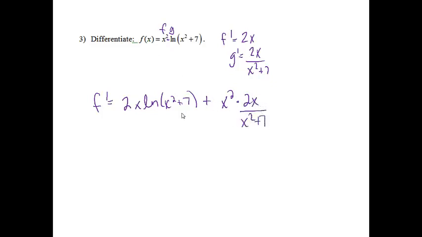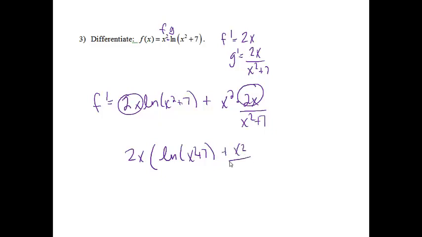Before I even simplify, I noticed that they both have a 2x, so I'm going to factor out a 2x, and when I do that, I'll have natural log of x squared plus 7 plus x squared over x squared plus 7. And then I will be done. That's my derivative.